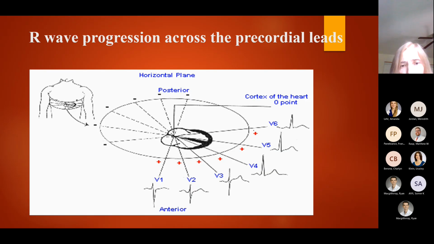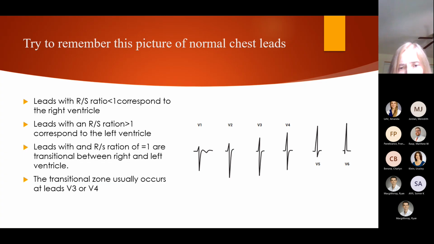So this is again the horizontal view, and just look at the progression of the R waves. You see, they get taller, taller, and taller, and V6 is really tall. This is the normal progression. In V1 and V2, the R/S ratio is less than 1, and it's looking at the right wall. In V5, V6, the R/S ratio is greater than 1, looking at the left ventricle. If the R/S ratio is 1, it's the transition between the right and the left ventricle, and the transition zone usually happens in V3, V4.